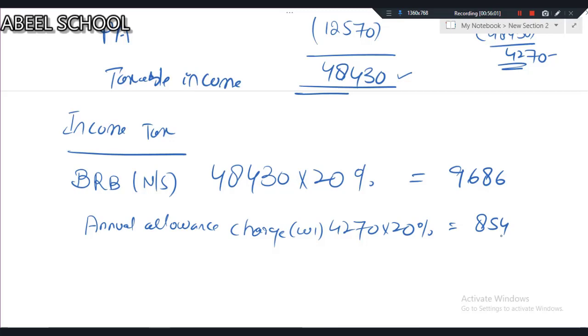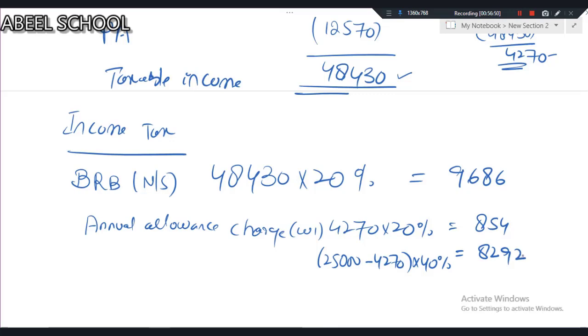The total annual allowance charge is 25,000. But out of that 25, only 4,270 actually falls in basic rate band. It means any amount which is over and above 4,270 from the annual allowance charge actually falls in higher rate band where applicable tax rate is 40%. So for annual allowance charge, you can do this: 25 minus 4,270, then 40%. Because out of 25, you have already taxed 4,270. So 25,000 minus 4,270 into 40%. Dear student, I'm getting 8,292.